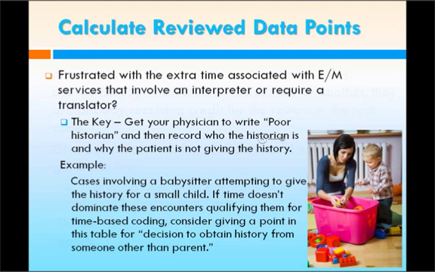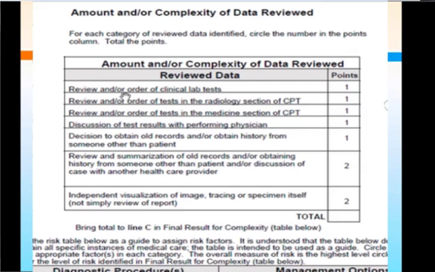You want to be thinking of coding based on time in these kinds of issues. So if time ends up, and that's counseling and or coordination of care, if that ends up dominating these encounters, then you would be using the time-based coding in order to report those scenarios. If they're not getting credit under the time-based coding, and so you're actually going to be looking at things like the review of data, then you want to give a point in this table for decision to obtain history from someone other than the parent.